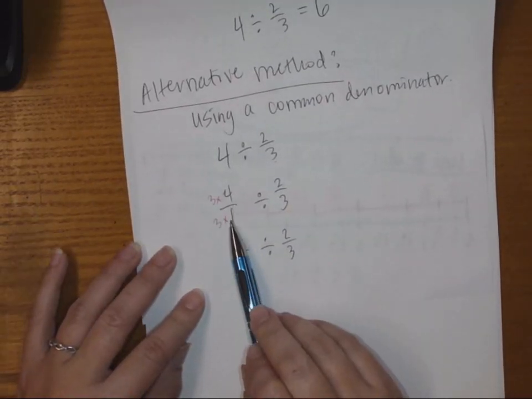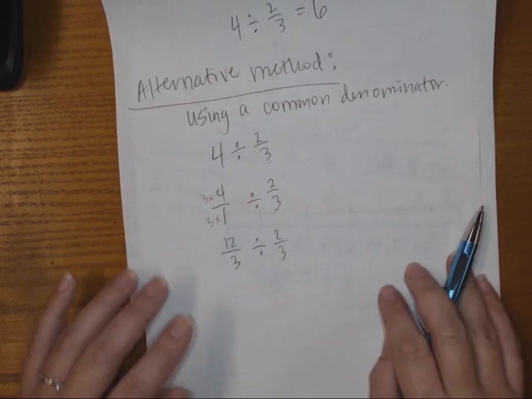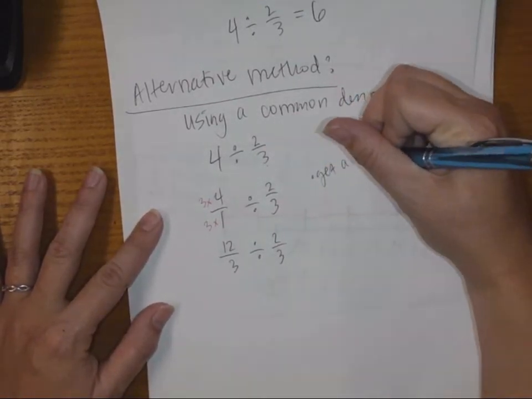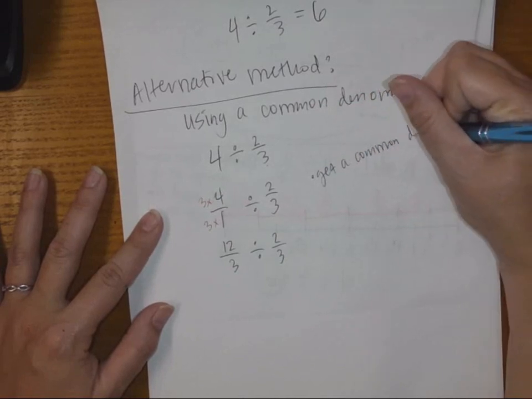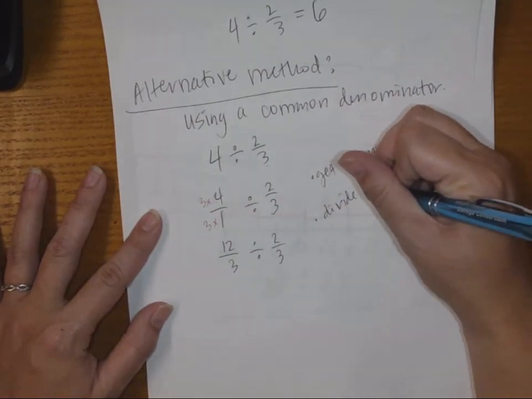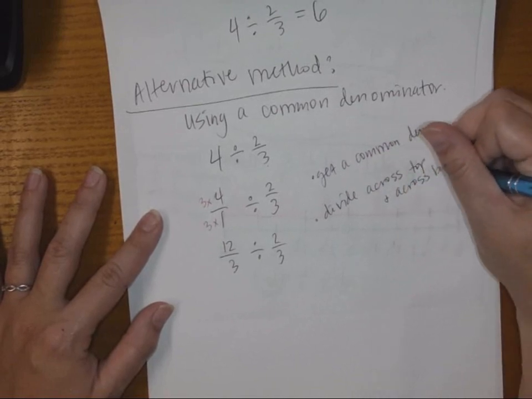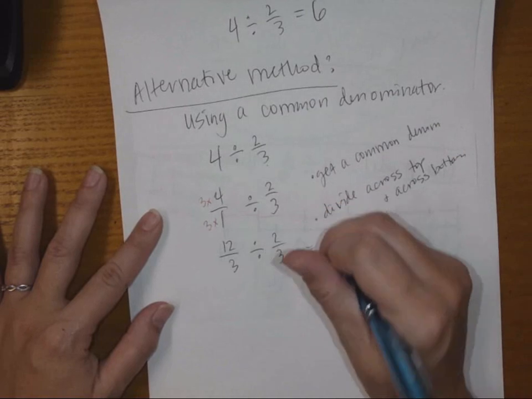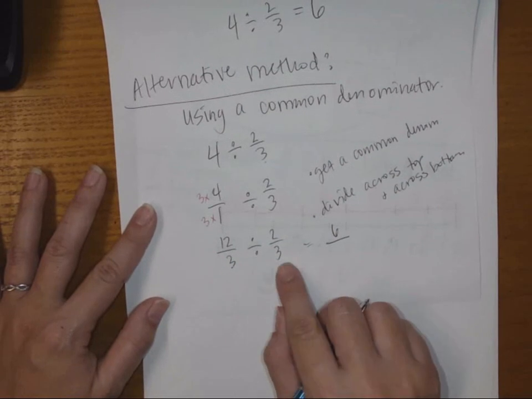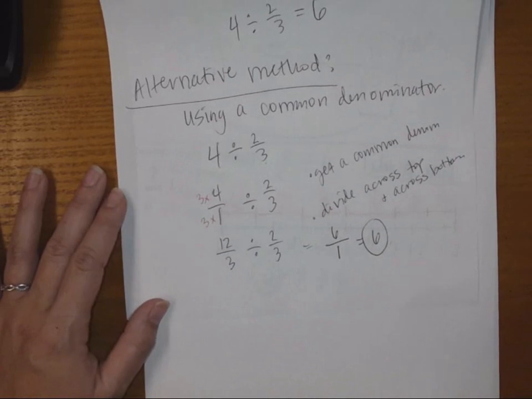And again, you could get the picture of this if you need to. 4 wholes. If I want to split each whole into thirds, I'm going to have 12 parts. 3 make a whole. Okay, so step number 1 is get a common denominator. Step number 2 is now you just divide like normal. Divide across the top and across the bottom, just like you multiply. So what is 12 divided by 2? Well, 12 divided by 2 is 6. What is 3 divided by 3? 3 divided by 3 is 1. So my answer is 6 over 1, which is just 6. And that's what I got before.